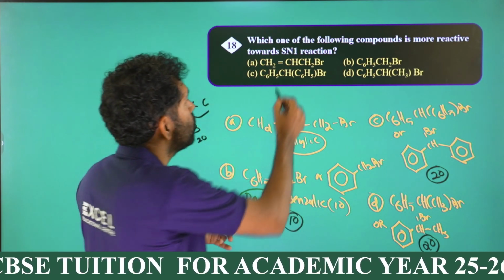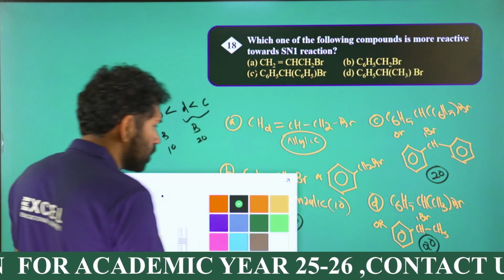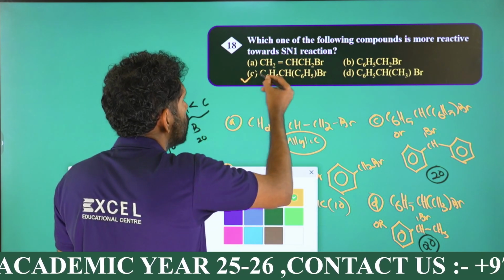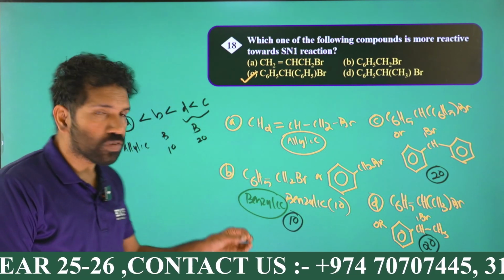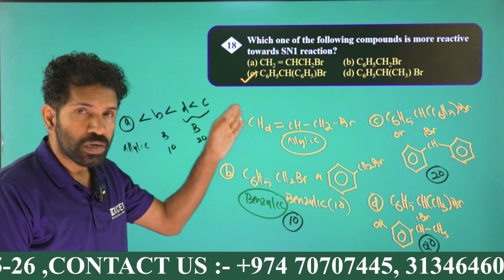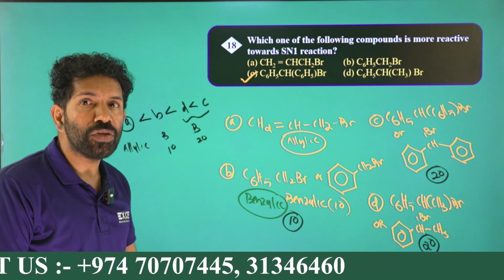So the most reactive is this one. C is the answer. Okay, option C is your answer, students. Remember, option C is your answer. Go through it. This is a little difficult question. Just go through it. Remember, this is very important. This one came in the board exam before. Okay, we are moving to the next question now.